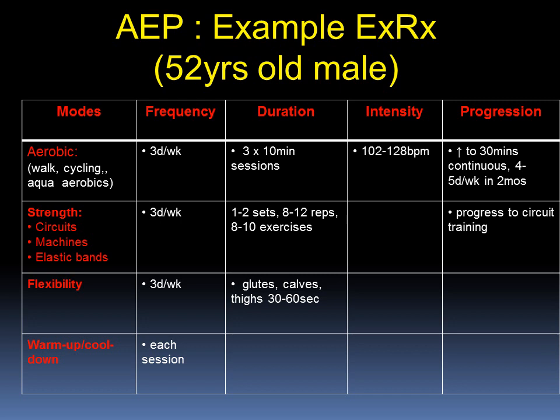Strength training, 3 days a week, 1 to 2 sets of 8 to 12 reps, using all major muscle groups. Circuit training is a good activity, but again, machines and elastic bands are going to work just as well. Flexibility, looking here specifically at the major muscle groups, so his glutes, thighs, and calves, to keep the mobility in the legs so that he can do the walking exercise that he needs to do. And warm up and cool down with every session.